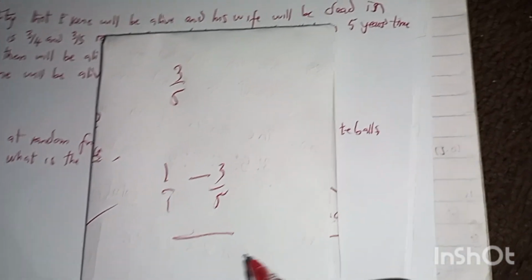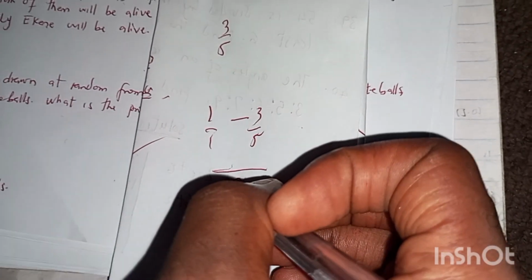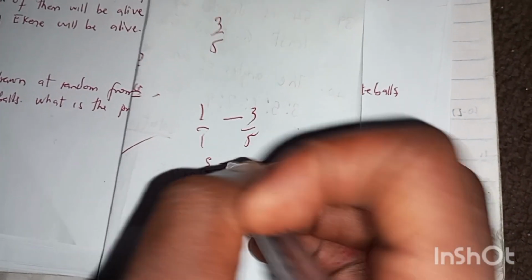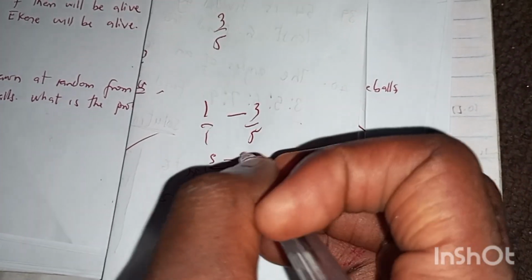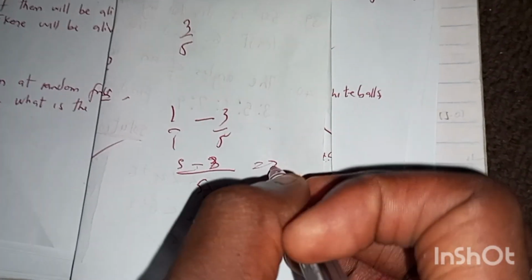Okay. If you solve this one using the normal subtraction of fractions, what's the LCM? 5. 1 in 5, that's a 5. 5 times 1, 5, minus 5 in 5, 1. 1 times 3, 3. So that's going to be 2 all over 5.